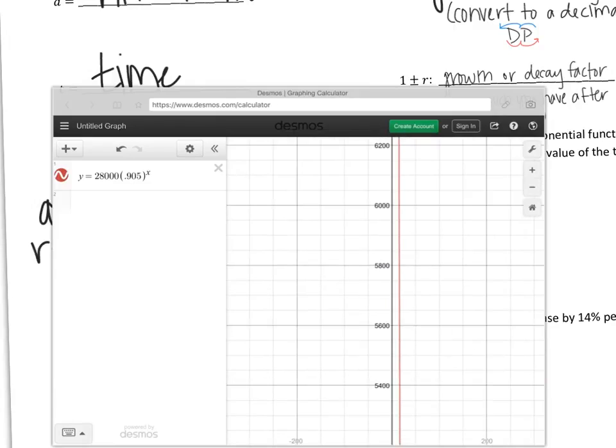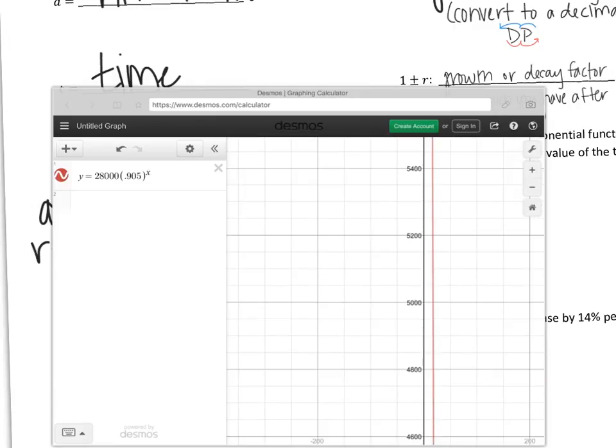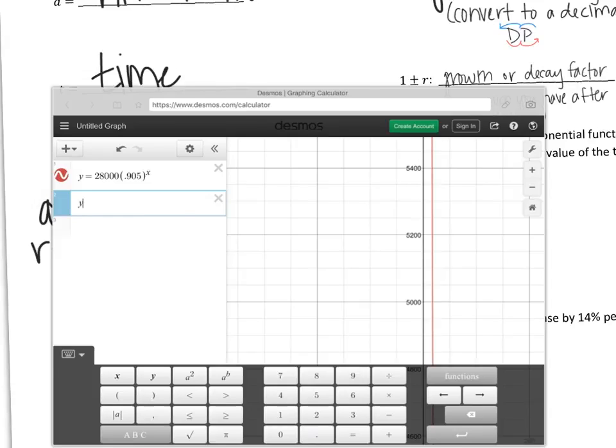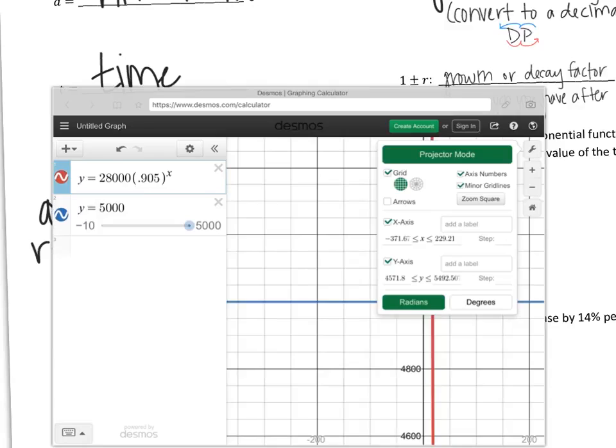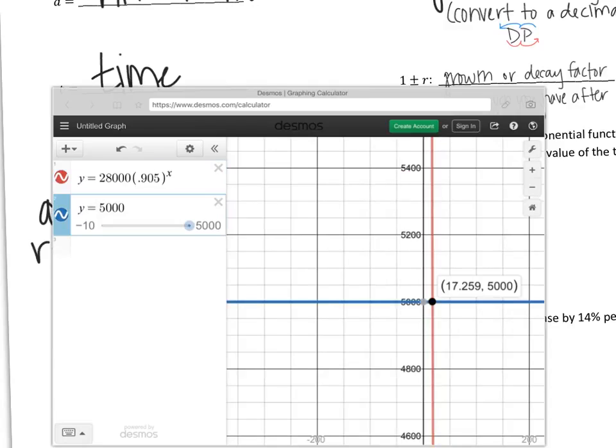Did you know, by the way, that you can graph y equals 5,000 in the second one? And this works in either calculator. And then it will graph both of them, and all you're looking at is where they intersect. Where do they intersect at? 17 years and like 3 months. Yeah, 17 years and some months.